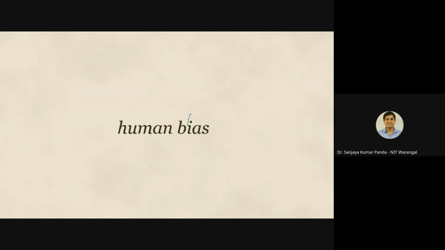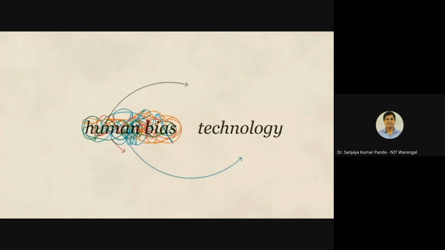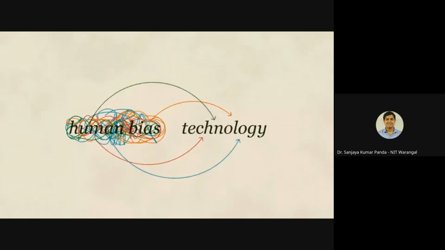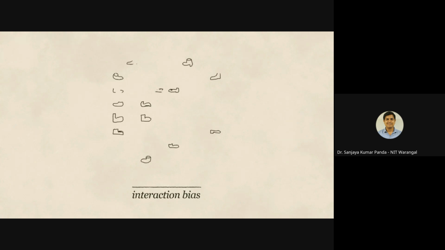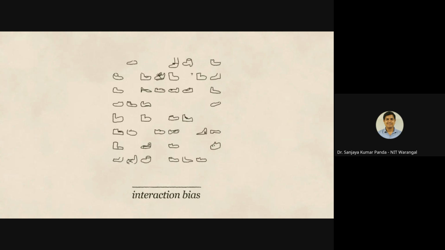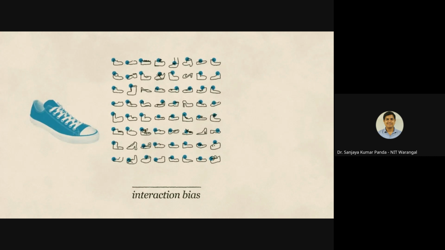Even with good intentions, it's impossible to separate ourselves from our own human biases. So our human biases become part of the technology we create in many different ways. There's interaction bias, like this recent game where people were asked to draw shoes for the computer. Most people drew ones like this. So as more people interacted with the game, the computer didn't even recognize these.